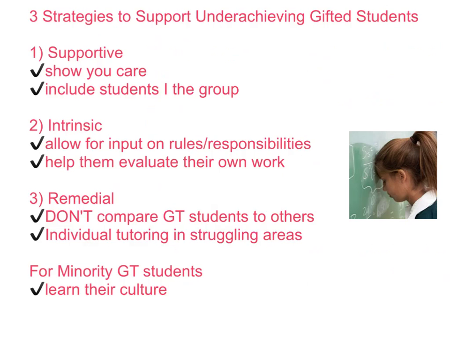There are 3 strategies to support underachieving gifted students. 1. Be supportive. Show you care. Include students in the group. 2. Intrinsic. Allow for input on rules and responsibilities. Help them evaluate their own work.